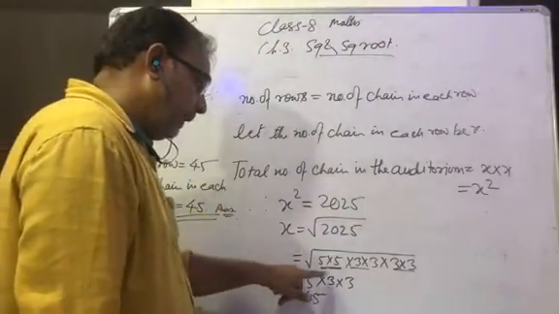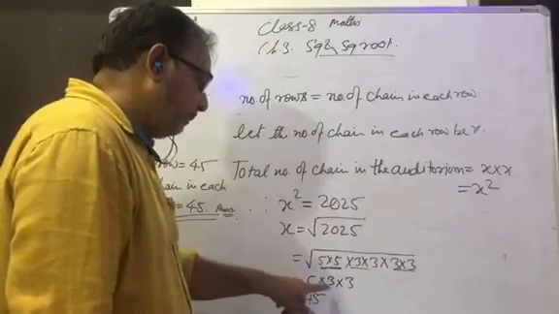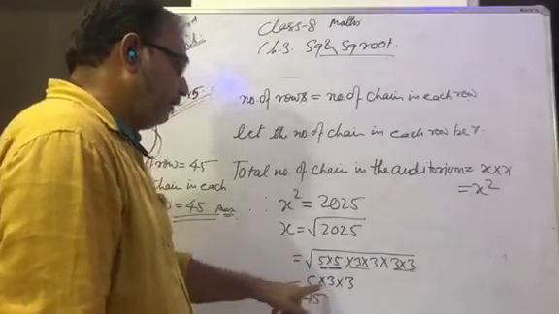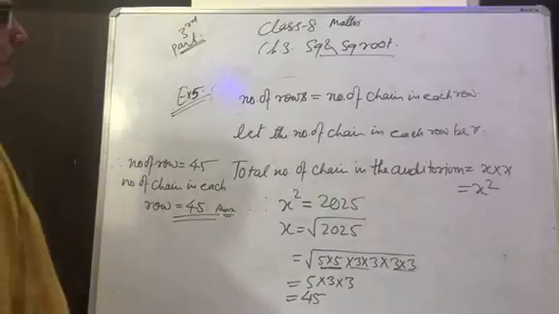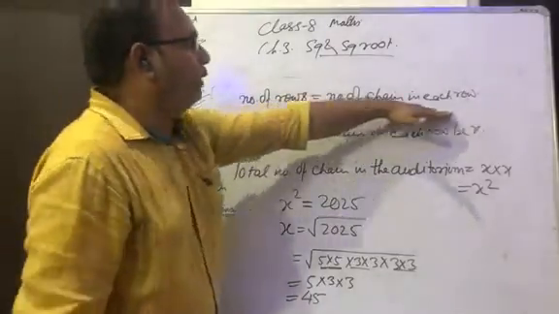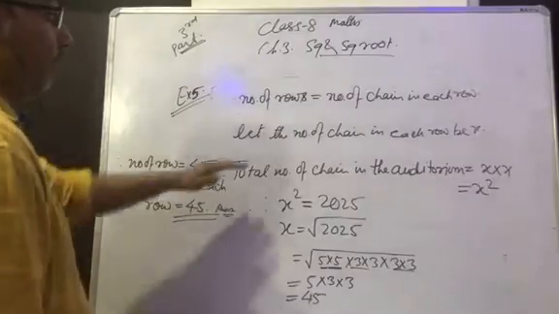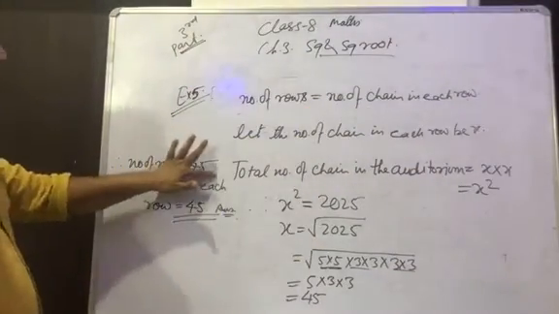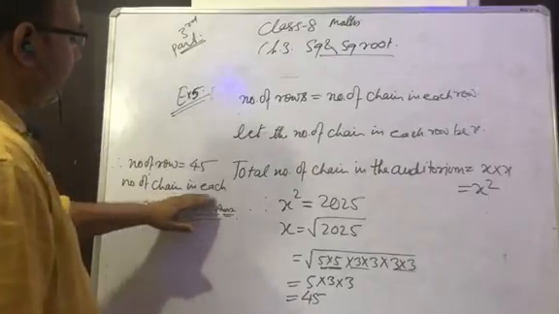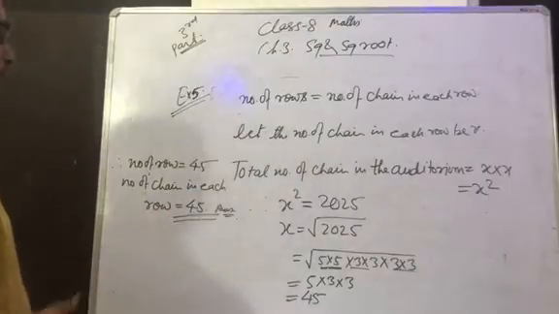We just multiply it: 5 multiplied by 3 multiplied by 3. So 5 3s are 15 and 15 3s are 45. So it means the number of rows is 45 and the number of chairs in each row is also 45.